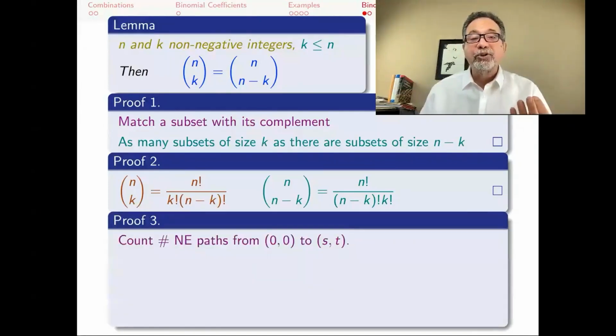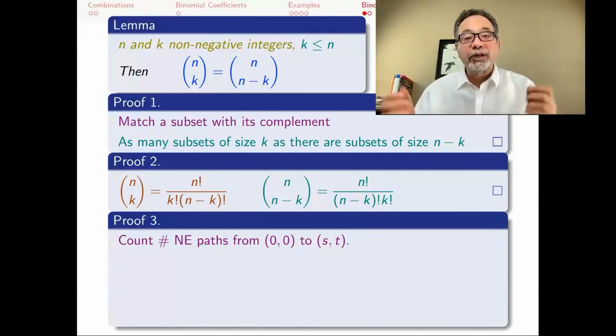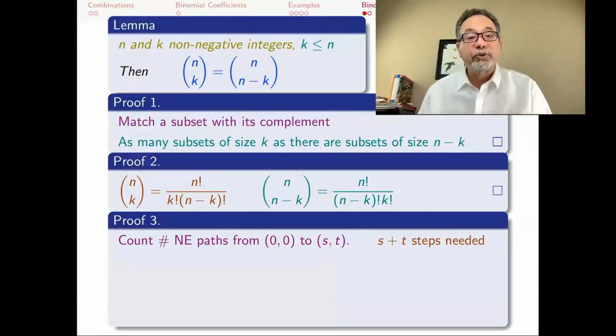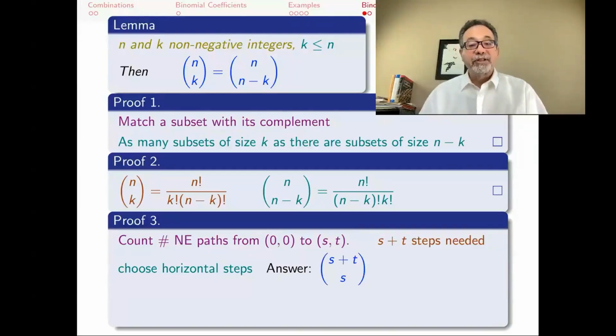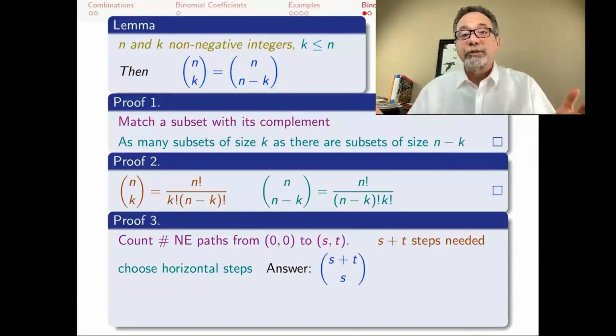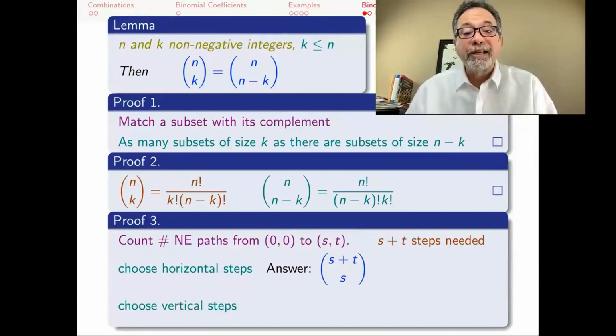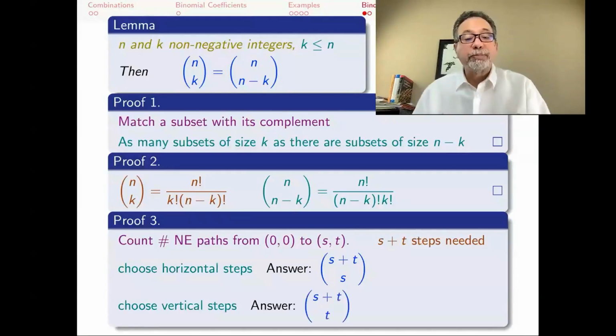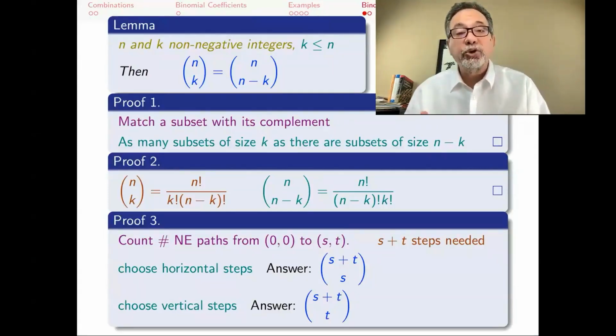Proof 3 maybe is the more interesting one. Count the number of northeast paths, just like we did in the previous example, from (0,0) to (s,t). Again, you have an s by t grid, and you're going along the grid lines, and you're only going north, up, east, right, and you want to know how many there are. There are s plus t steps you have to take, and you get s plus t choose s, because there's s horizontal steps you have to make out of those s plus t, and you have to pick which ones are the horizontal ones. But you could just as well pick the vertical steps, and for that you have to pick t of them. So s plus t choose t is another way of counting the number of northeast paths from (0,0) to (s,t). These two numbers have to be the same.